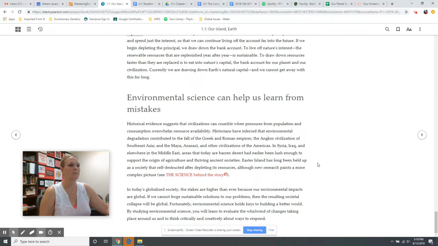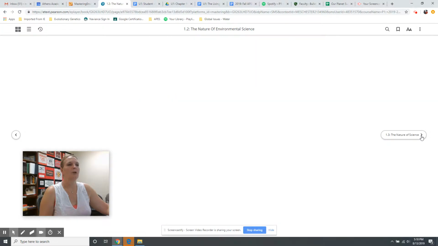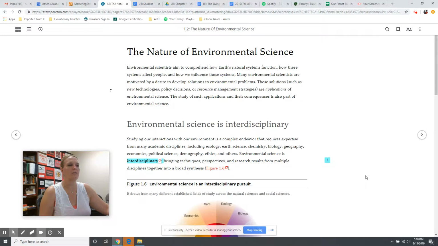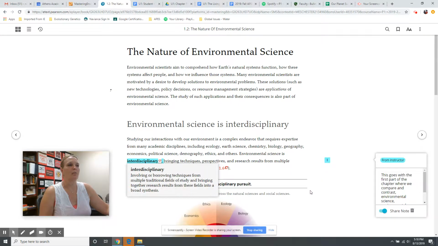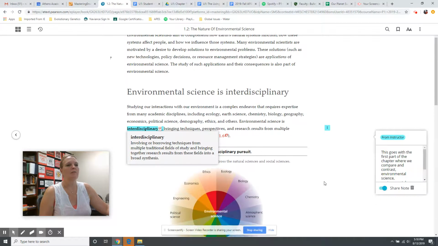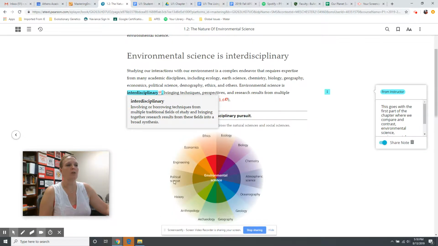Keep going. The next part of this chapter has to do with, to me, it goes more towards the first part of the chapter. There's a couple of things that talk about how environmental science is interdisciplinary. So there's a lot of different subjects that go along with environmental science. You can see them on the wheel here.